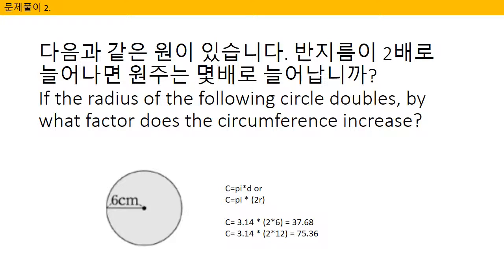So to answer the question, when the radius of the circle doubles, the circumference also doubles. So it increases by a factor of 2.